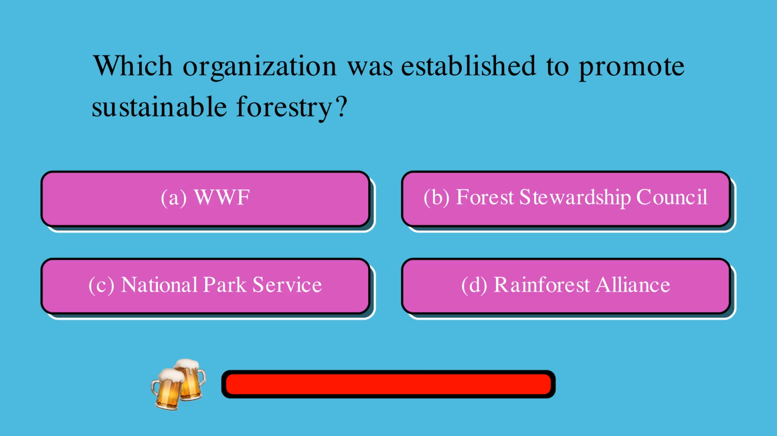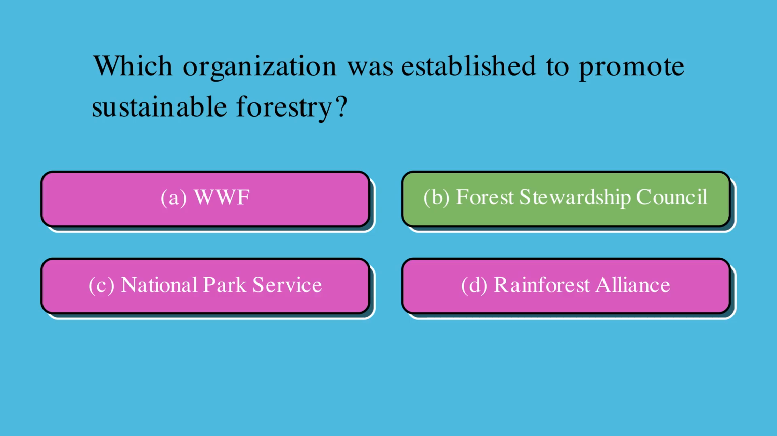Which organization was established to promote sustainable forestry? Is it A, WWF, B, Forest Stewardship Council, C, National Park Service, or D, Rainforest Alliance? The correct answer is B, Forest Stewardship Council.